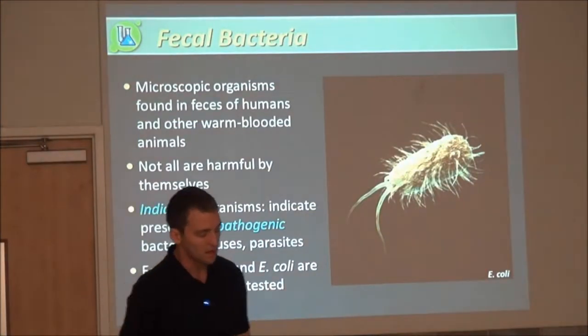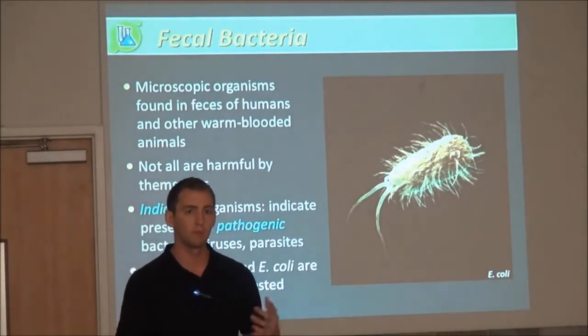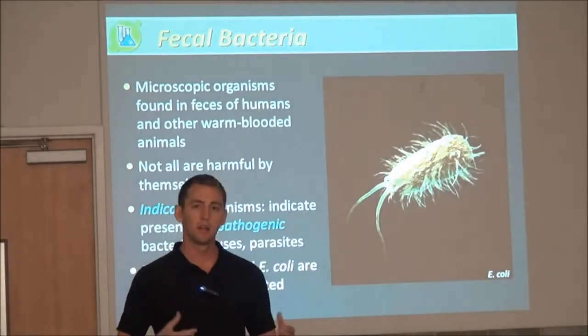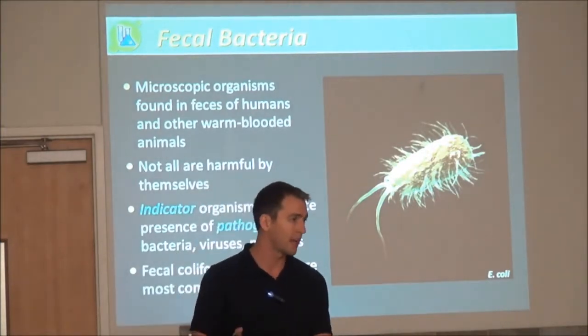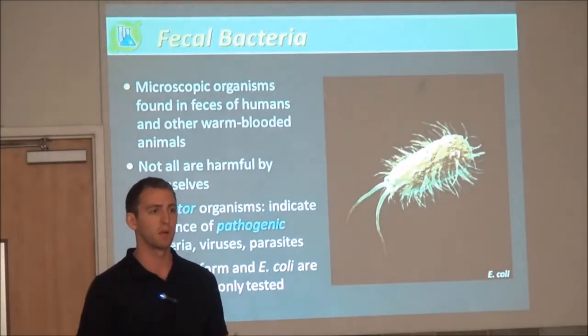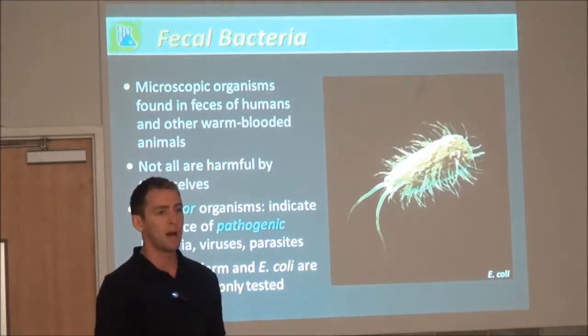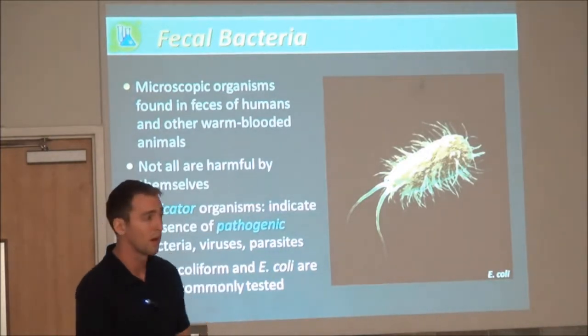Fecal bacteria. This is an indicator organism we look at. We have fecal bacteria in our intestines. They're found in the intestines of all warm-blooded animals, and we use them as an indicator of the presence of that fecal bacteria, and with it commonly the potential presence of pathogens. So viral pathogens, bacterial pathogens, and also some parasitic pathogens potentially as well.